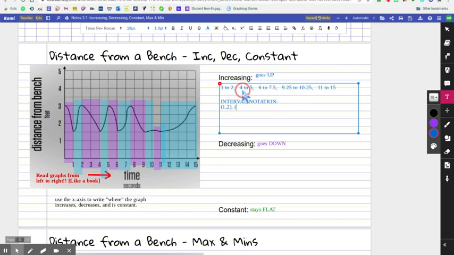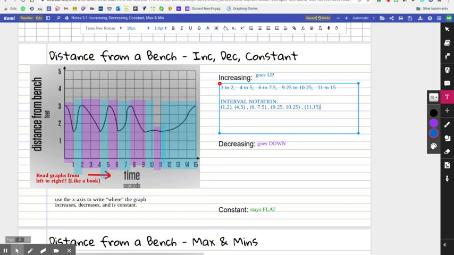So how do you guys think we're going to write 4 to 5? Perfect. What about 6 to 7.5? Perfect. And what about the next one? 9.25 to 10.25. Brilliant. And then the last one would be 11, comma, 15.